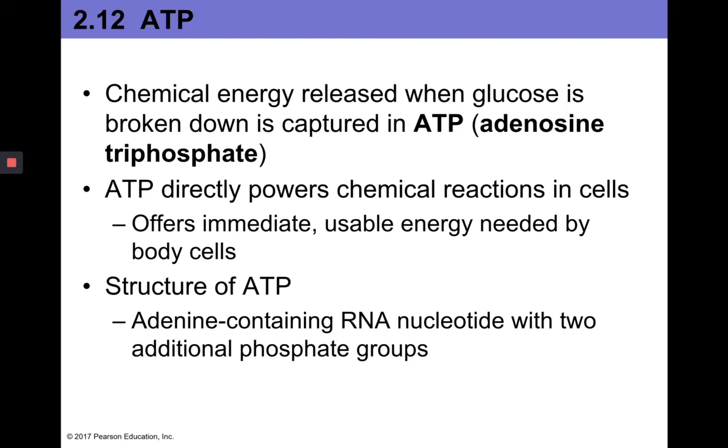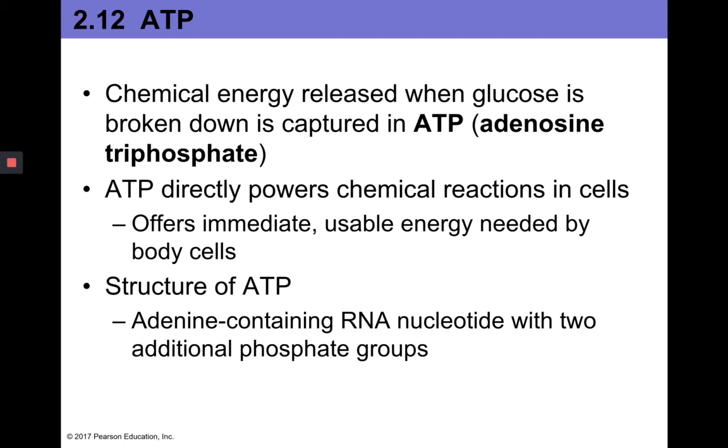You get this chemical energy when glucose is broken down or oxidized, and the energy released from its oxidation is going to be captured. ATP again stands for adenosine triphosphate, and it powers pretty much most chemical reactions in cells, any that are not passively powered.